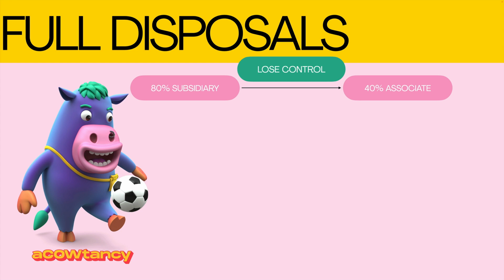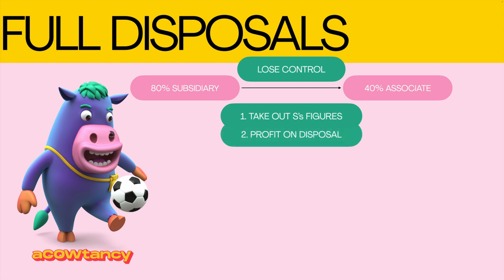Now, because you've lost control, it's no longer a subsidiary. So you need to take out all of the subsidiaries' figures. So on the SFP, that's what you'd have to do, take out the subsidiaries' figures, wouldn't it? In the income statement, you take out the subsidiaries' figures since the date of disposal. Okay. Now, the only other thing that you have to worry about is because you've made a full disposal, you've made a profit on disposal.